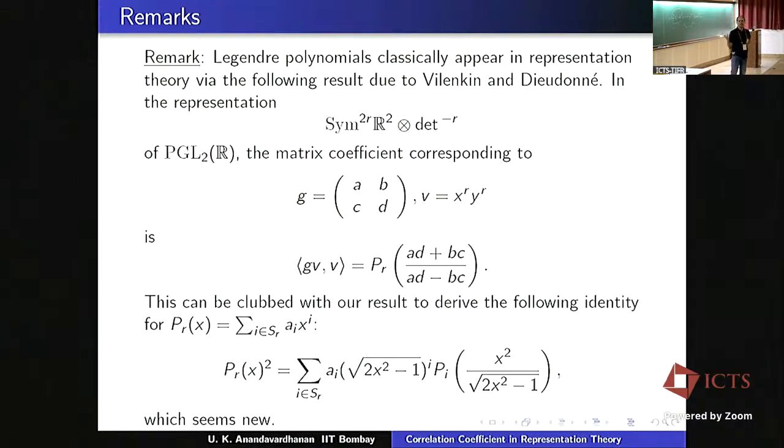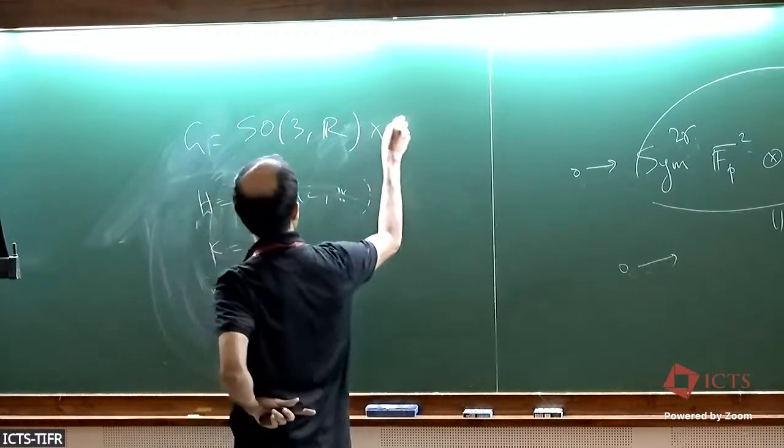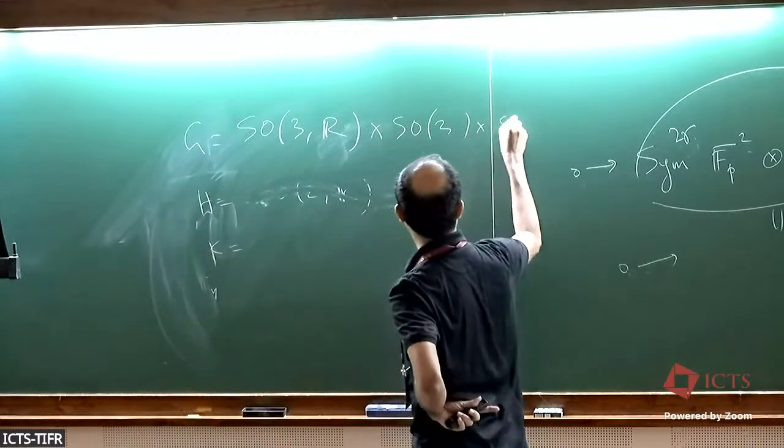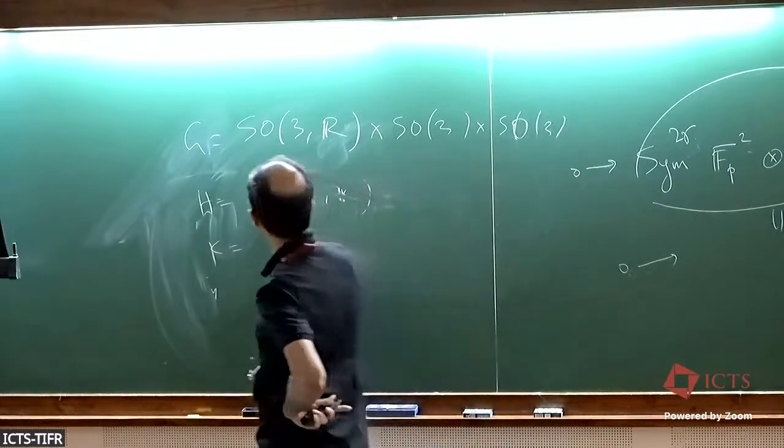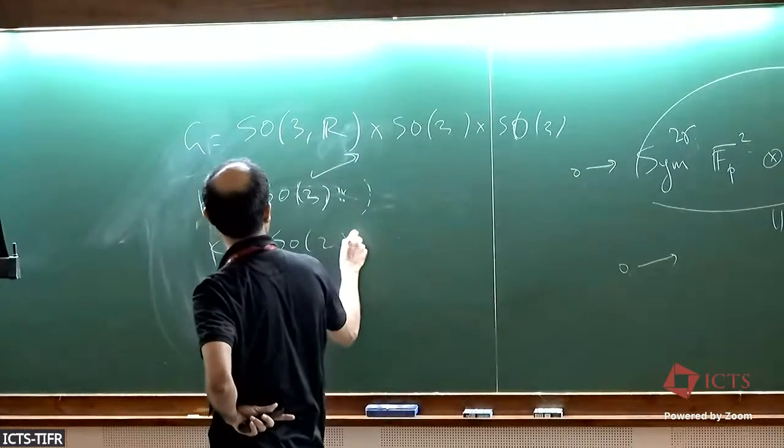So Gross explains that if you take a correlation coefficient, when he introduces it, he also computes a certain correlation coefficient in that paper, which is for SO3 as the big group. And one subgroup is SO2, and the other subgroup is, the big group is SO3 cross SO3 cross SO3. And one subgroup is SO3 embedded diagonally. And the other subgroup is SO2 cross SO2 cross SO2.